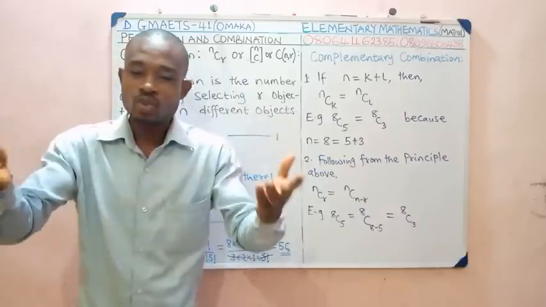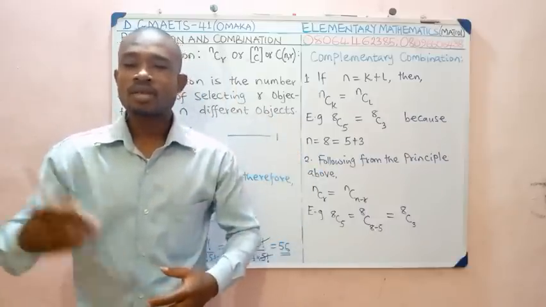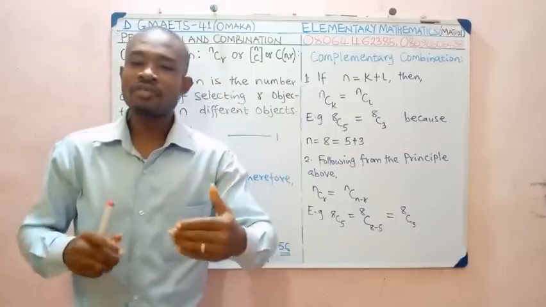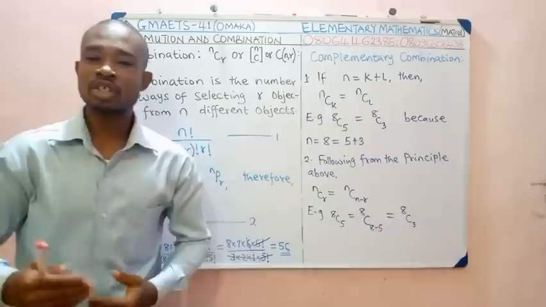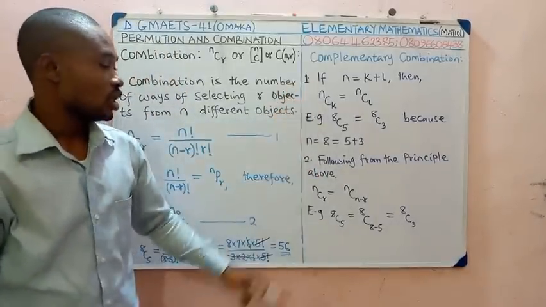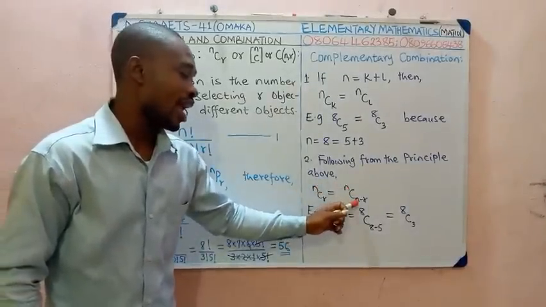Can we quickly imagine 1? If you do something like 5 plus 6, you'll get 11. So 11 combination 5 is the same result as 11 combination 6. Now, following from this first principle, we could say that n combination r is equal to n combination n minus r.